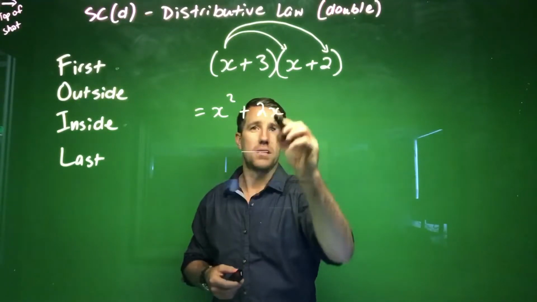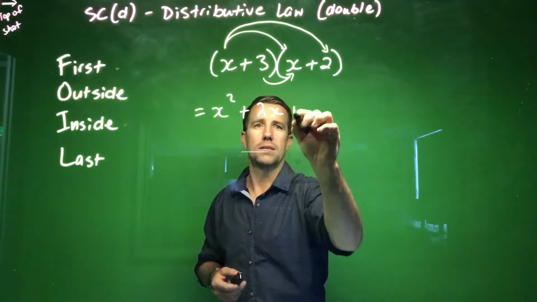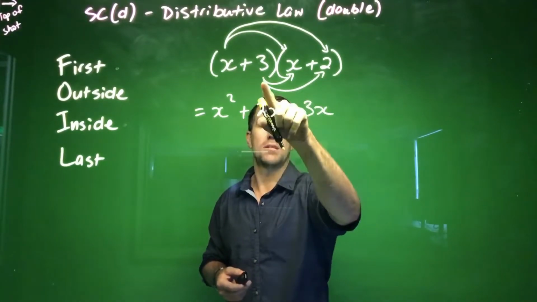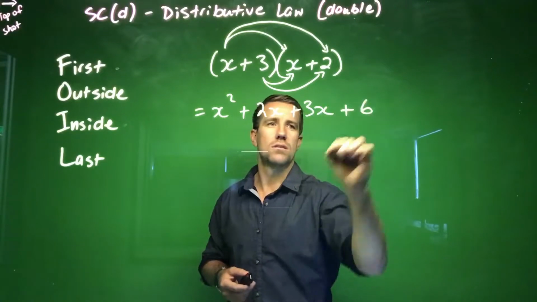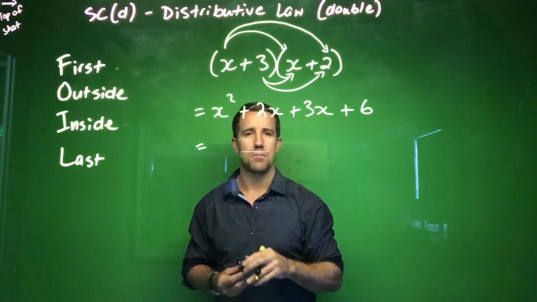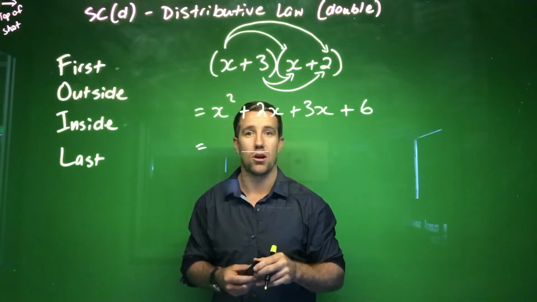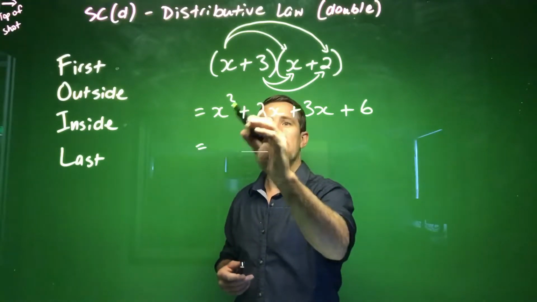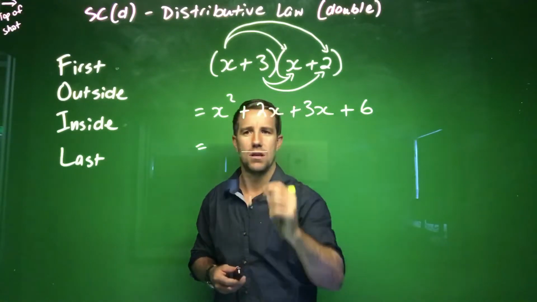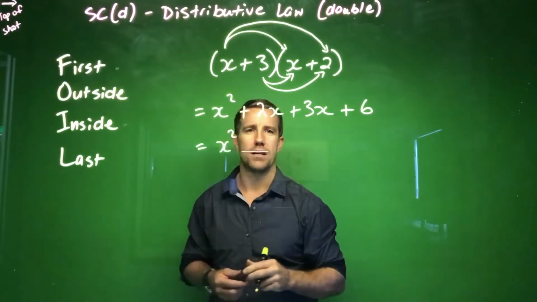Then we want to look at multiplying the inside term, so 3 by x, which is 3x. And then the last term in each bracket, which is 3 times 2, to get plus 6. Now, down here, we always have to look, that word simplify means we need to look for like terms and collect them. We've got an x squared here, and nothing else that has the x squared component, so that one can't be simplified any further.